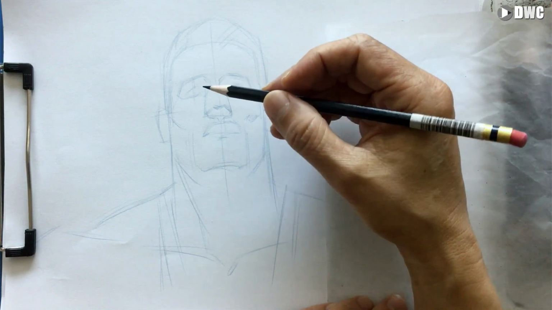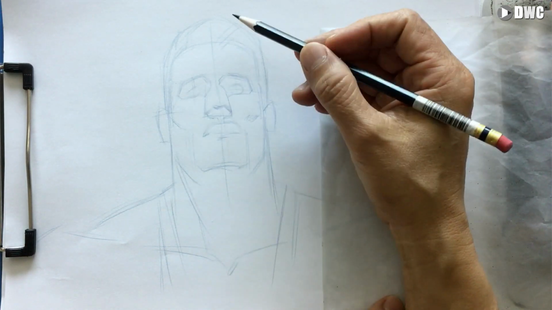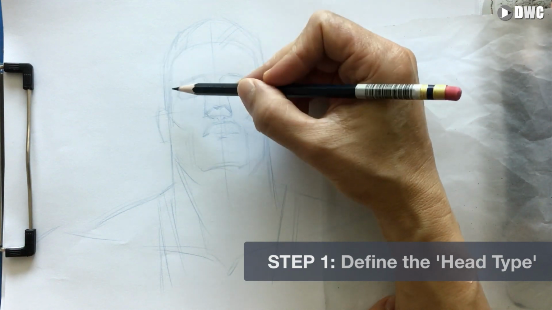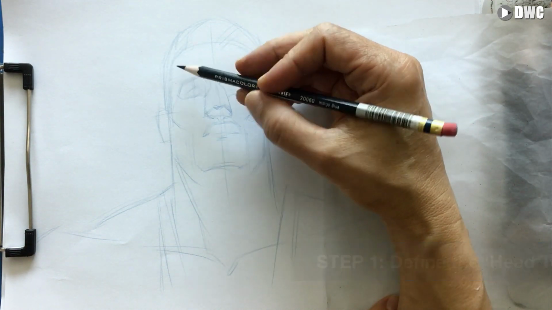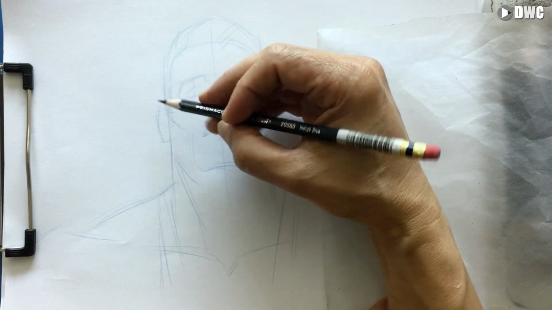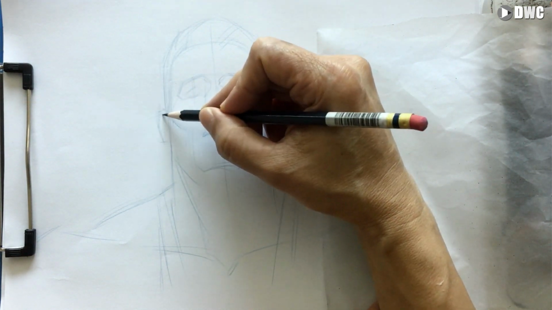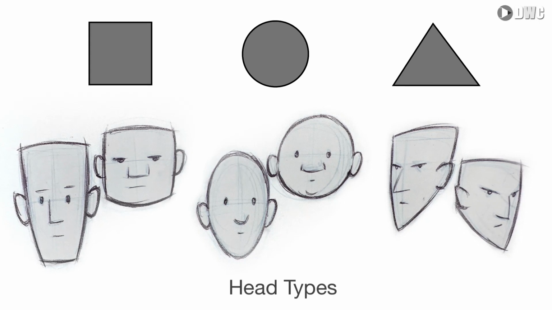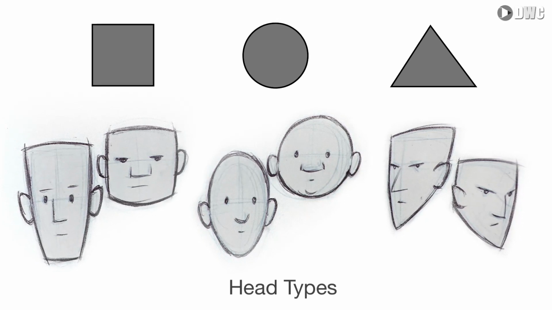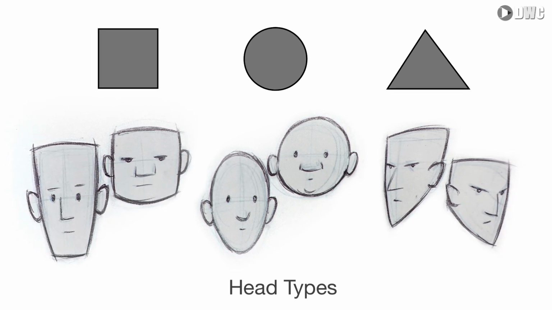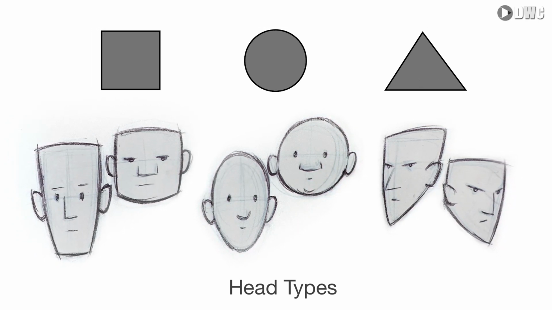The first shape that I notice is the outer shape. There's a general head type that everyone has, the nature and the character of the shape. Meaning, is the head shape generally square, round, triangular, oval, egg-shaped, heart-shaped, pointy chin, wide chin.